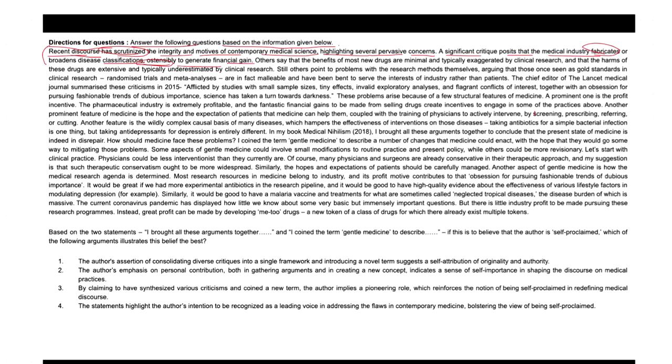Others say that the benefits of most new drugs are minimal and typically exaggerated by clinical research, and that the harms of these drugs are extensive and typically underestimated by clinical research. Still, others point to problems with the research methods themselves, arguing that those once seen as gold standards in clinical research, randomized trials and meta-analysis, are in fact malleable, or influenced, and have been bent to serve the interest of industry rather than patients.